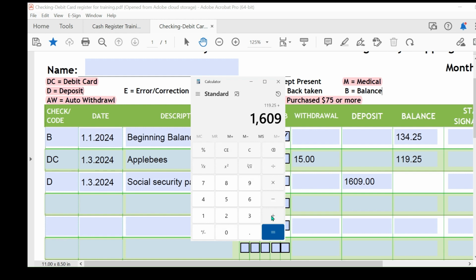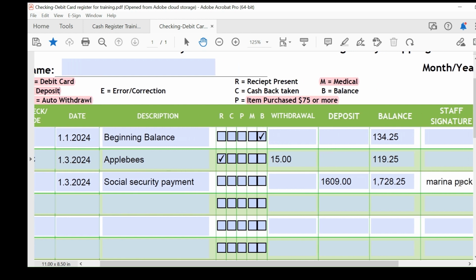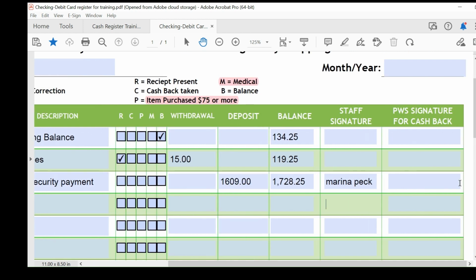1609 equals. So then we're going to update the balance, 1728.25. And there you have your updated balance. So it's very important to always fill in, and then since you're the person making the entry, go ahead and sign your name. The person we support does not have to sign their name because it wasn't cash back.